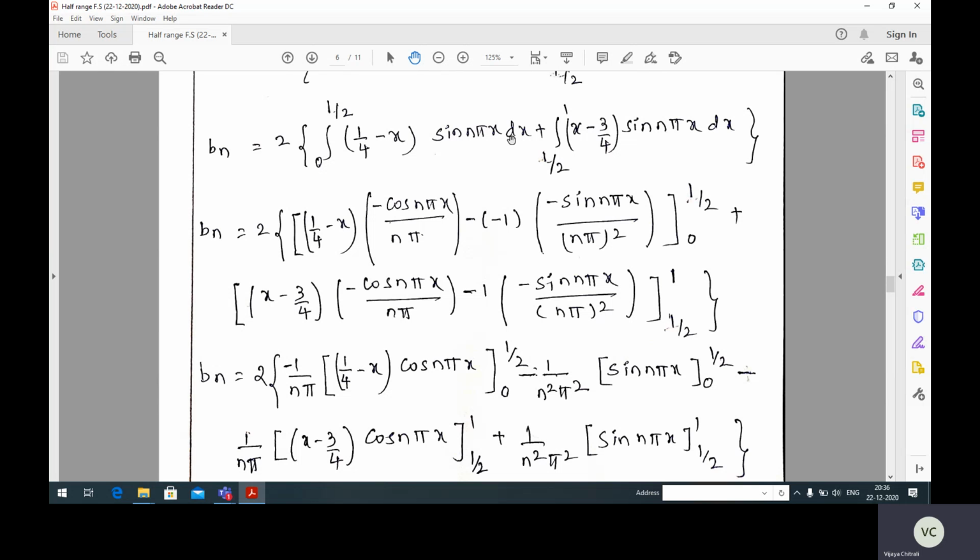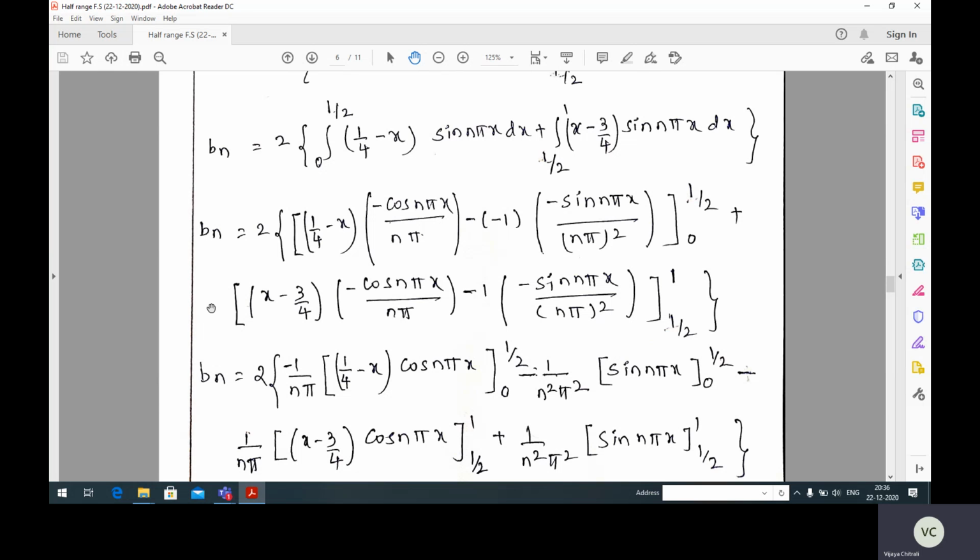Integration of sine n pi x is minus cos n pi x divided by n pi, minus the derivative of this, 1 by 4 minus x, which is minus 1, and the integration of this is minus sine n pi x divided by n pi raised to 2. Limits vary from 0 to 1 by 2, because the derivative of this constant is 0. 0 into something is 0, so the next terms you'll get as 0.